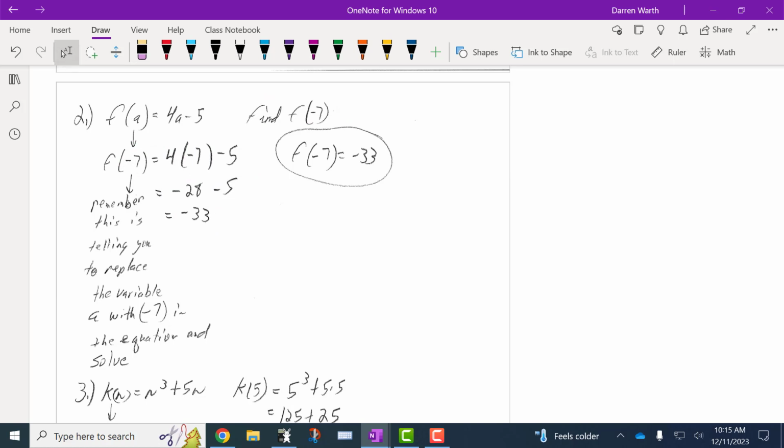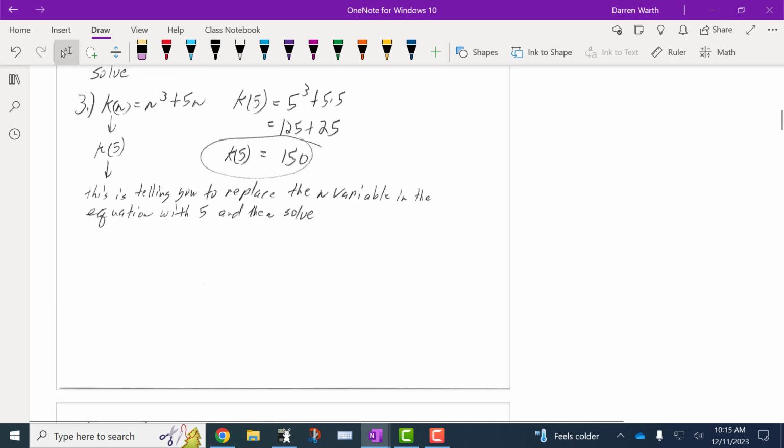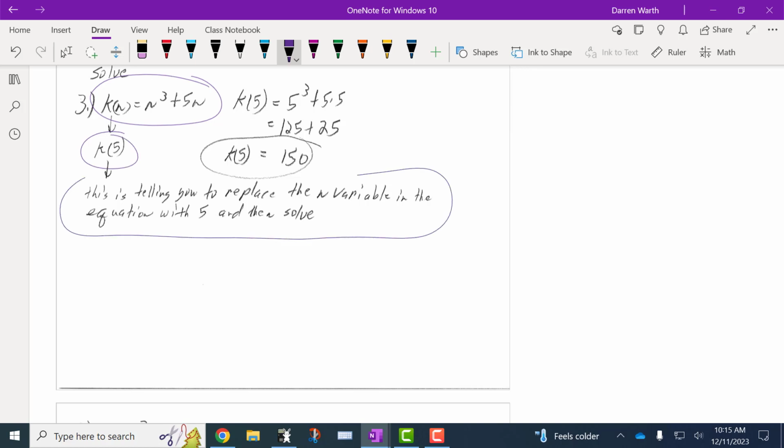And then on this next one, number 3, same type of problem. It says that we've got this equation, k of n equals n cubed plus 5n. And it wants me to find k of 5. So remember, again, this is telling you to replace the n variable in the equation with 5 and then solve. So over here, I've taken my 5, I put it in my equation right here. So for this n right here, put in a 5. And for this n right here, I put in a 5.